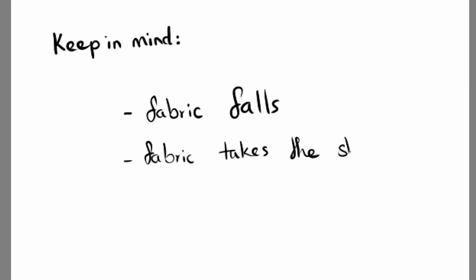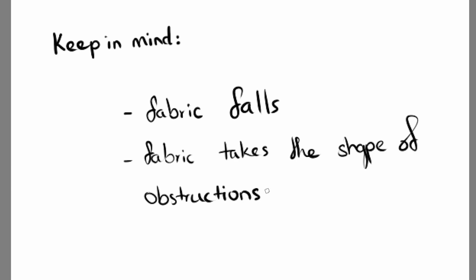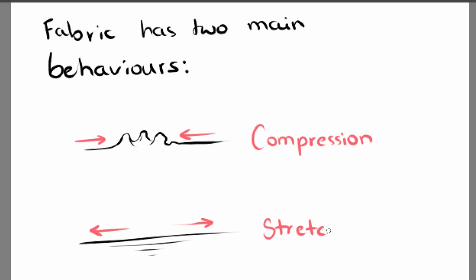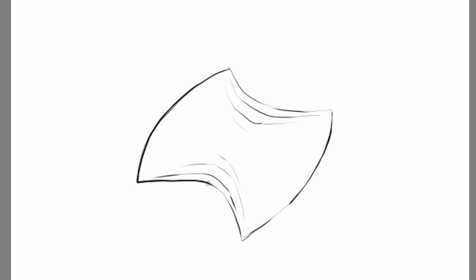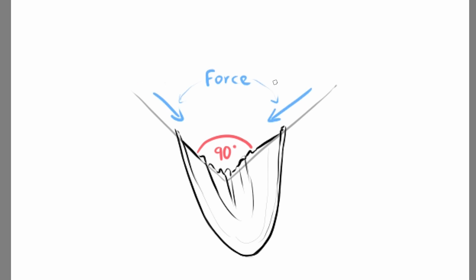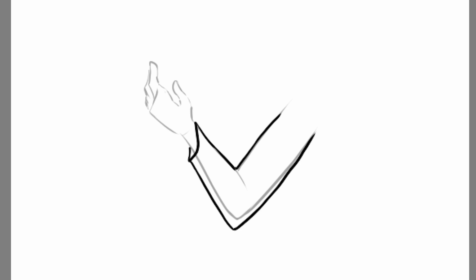Now, keep that in mind, as that principle will form the basis of every single cloth you draw for the rest of your life. Fabric has two main behaviors: compression and stretching. Compression is when two or more points of a fabric are pushed towards each other. This happens most commonly when a plain cloth is folded at an acute angle. For example, if you place the cloth on your bent arm, there is an acute angle at your elbow. And because we know that the edges of a cloth try to move towards the ground, we know that this surface area is going to slide down the slope of your hand.